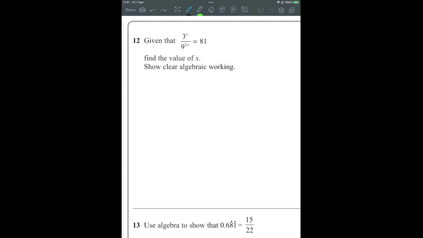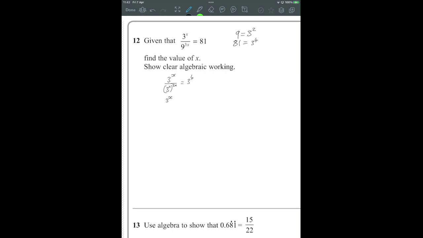Given that 3 to the x over 9 to the 3x equals 81, find the value of x. These kind of index power equations, the best way to tackle them is to turn everything to the same base number. The base number that works here is 3. So I'm going to notice that 9 is 3 squared and 81 is 3 to the power 4. Putting that into the equation, 3 to the x over 3 squared to the 3x equals 3 to the 4. And I'm going to continue to simplify that left hand side.